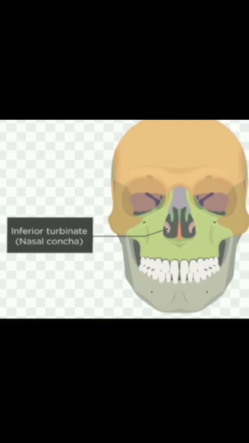The inferior nasal concha is considered a pair of facial bones. It helps to filter, humidify, and warm the air that we breathe, preventing cold air from reaching the lungs. The nasal conchae are able to accomplish this by increasing the surface area of the nasal cavities.